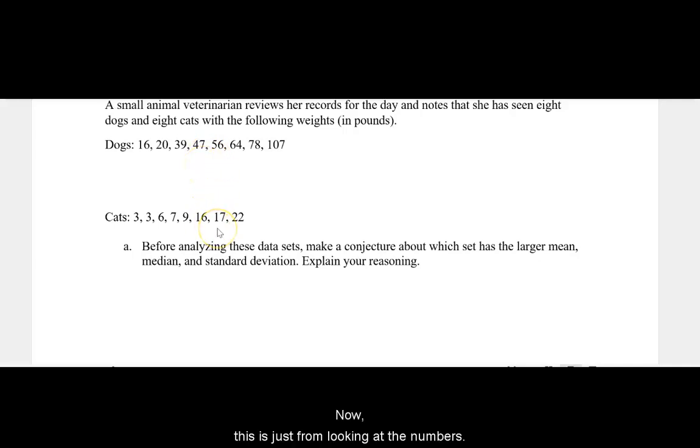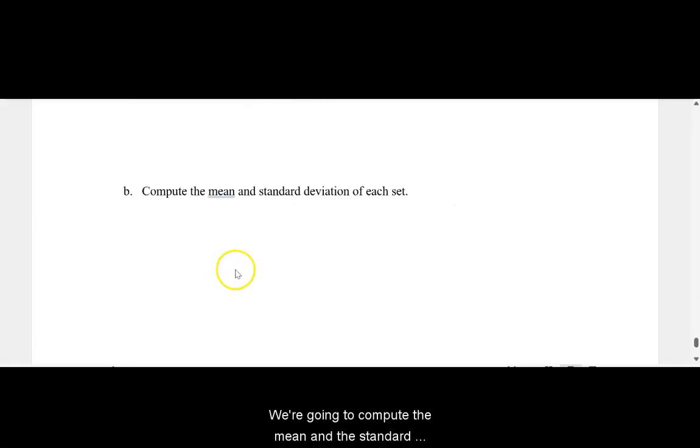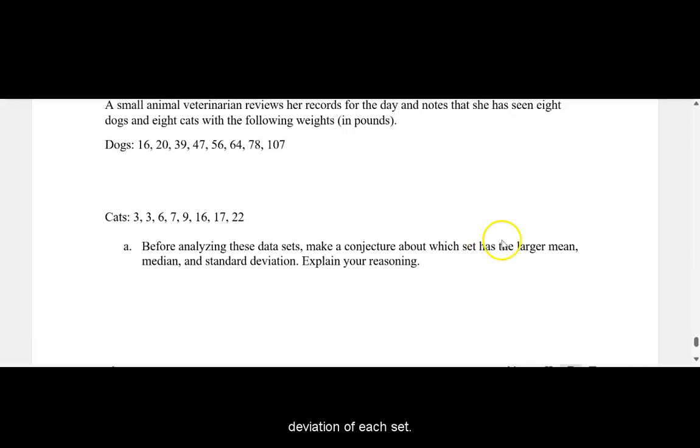Now, this is just from looking at the numbers. We're going to compute the mean and the standard deviation of each set. So let's start with the mean. And from there, we're going to work through our numbers, looking at the dog values. If you want, go ahead and pause the video because I'm going to jump in with the numbers.